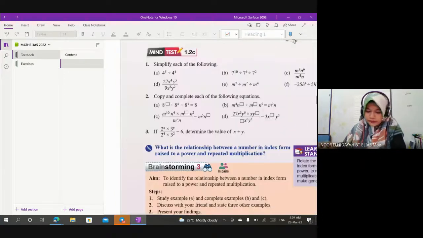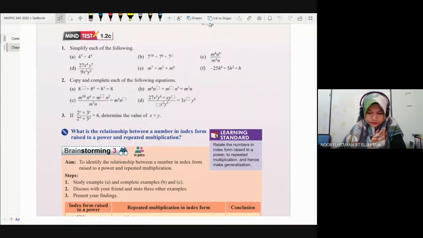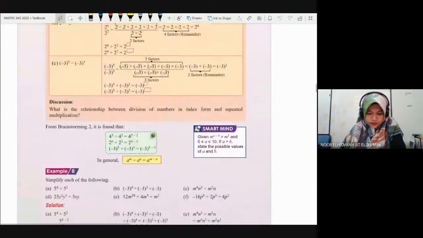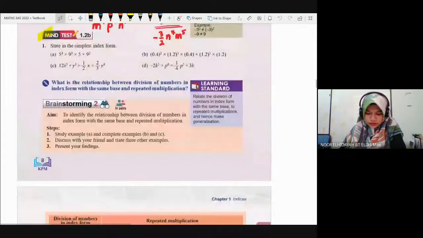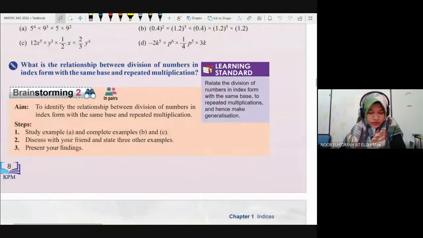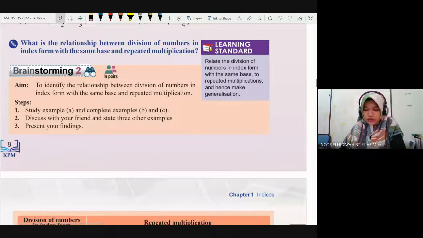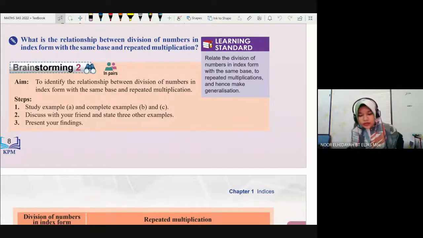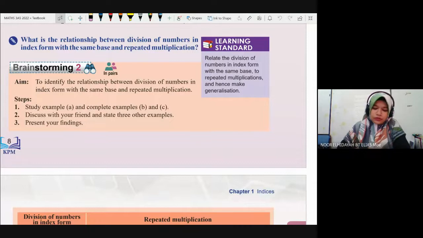Okay, tak ada. Alright, we continue with the next law of indices. Alright, the next learning standard. Kalau boleh hari ni cikgu nak cover 2 learning standard. Okay. Alright. So today's learning standard is to relate the divisions. Okay. In previous class kita go through the multiplication. Now it relate the divisions of numbers in index form with the same base to the repeated multiplication and hence make a generalization.